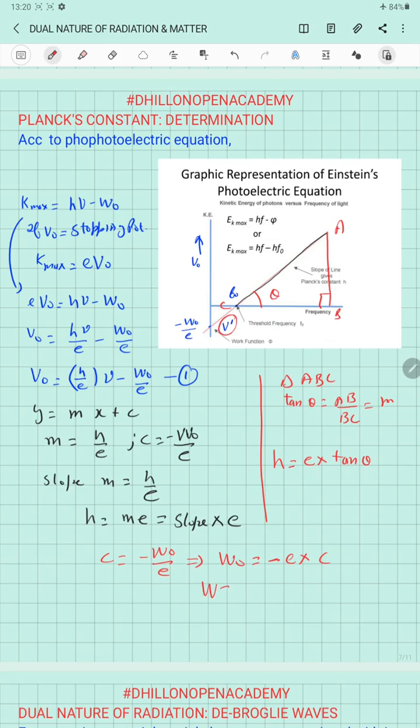So if we substitute that value over here, we can write minus E into minus V dash, which is equal to E into V dash. So this value will give us the work function for the metal surface. So in this case, we can find out the Planck's constant as well as the value of the work function of the metal surface. Thank you.